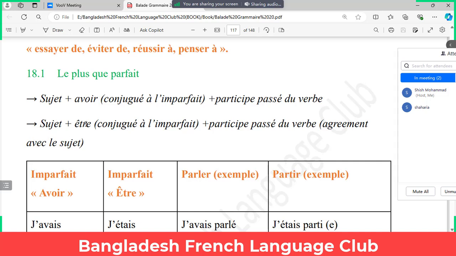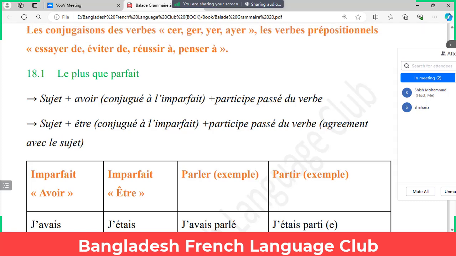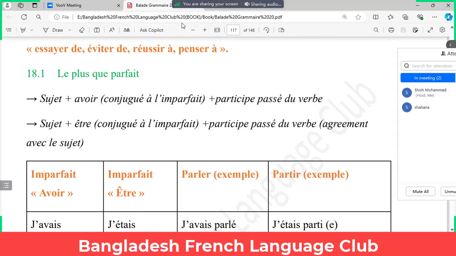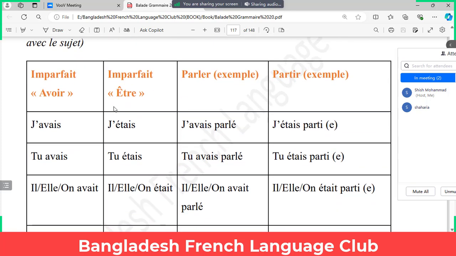I'm showing you another rule: subject plus être conjugated in the imparfait plus the past participle of the verb plus agreement with the subject. There will be some verbs, like the pronominal or movement verbs. If the verb is pronominal or movement, then we have to conjugate those verbs with the verb être in the imparfait. So I don't think you know the imparfait conjugation of avoir and être, so we have the conjugation here.